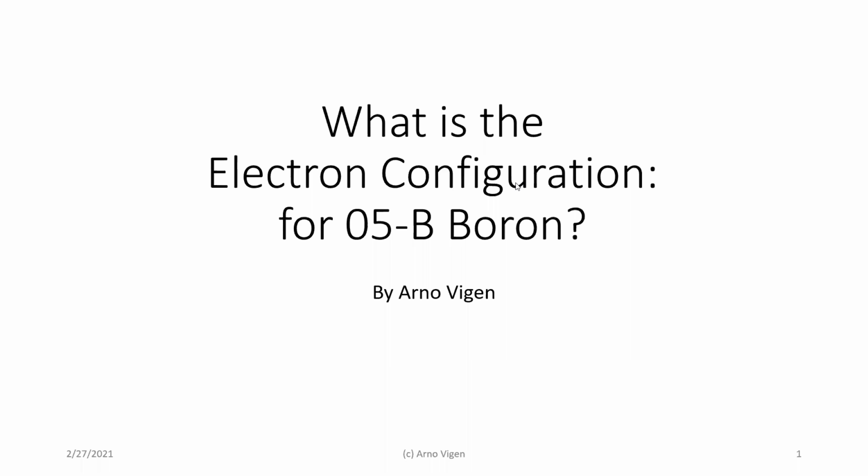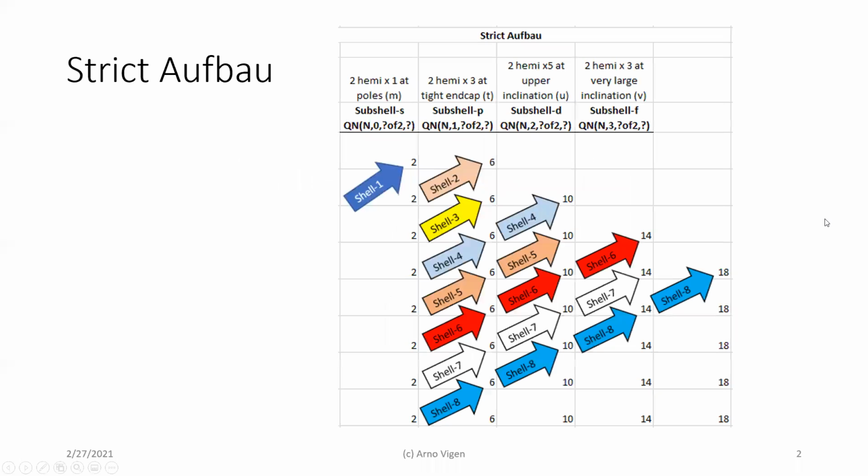What is the electron configuration for boron with 5 protons, symbol B? Now, by the normal process, things like this are done by strict aufbau. Aufbau is from the German, meaning filling or filling order in order.